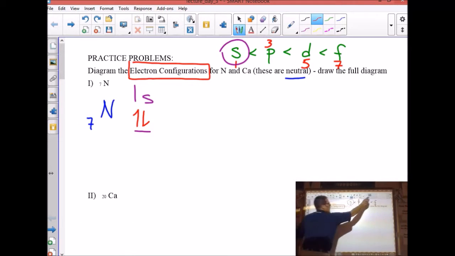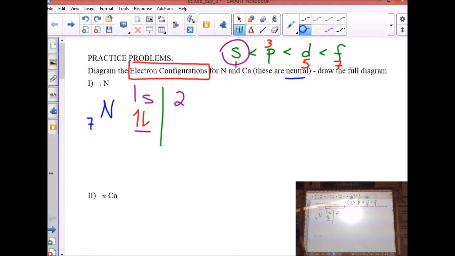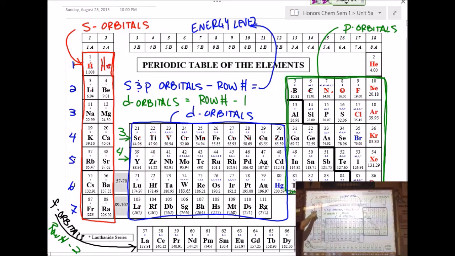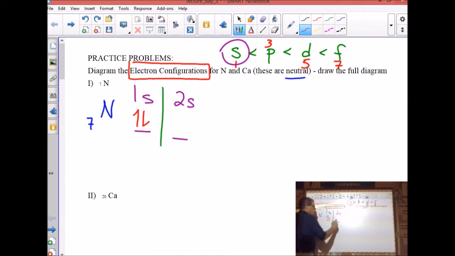I'm going to put a line right here just to separate it. So the second row, and what do we start every energy level with? An S orbital. So I'm going to go there. And how many dashes should I have for that S? 1. Then in the second row, how many electrons am I going to put in there? 2. Very good. So I'm going to go 1, 2.